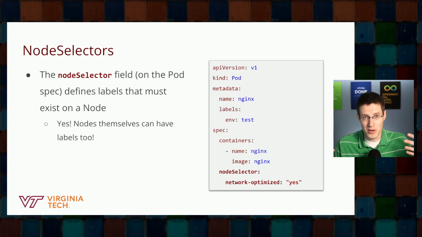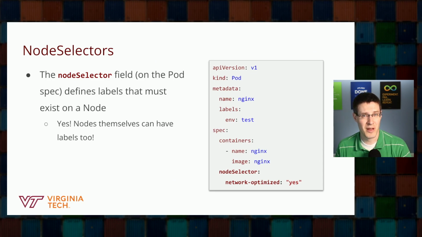Now, of course, how that node gets the label is kind of outside the scope of this. But in this case, the pod is going to only be scheduled on a node that has this label. So you can think of a cluster where you may have some machines that are a little bit more network optimized than others, have fatter pipes and bandwidth. And so maybe for some reason, this one's going to receive a lot of traffic. So we want it on a node that's going to receive a lot of traffic.